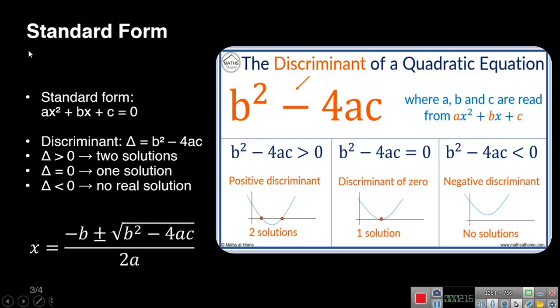Delta is equal to b squared minus 4ac. The value of delta tells us how many real solutions the equation has. If delta is greater than 0, we have two solutions for the equation. If delta equals 0, we have only one solution for our equation. And if delta is less than 0, there is no real solution for our equation.